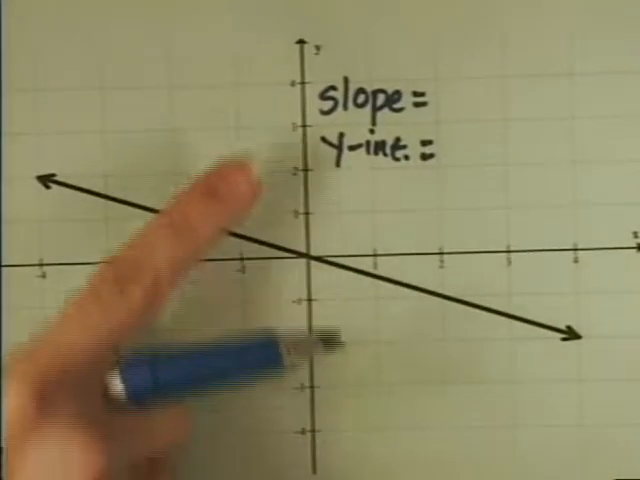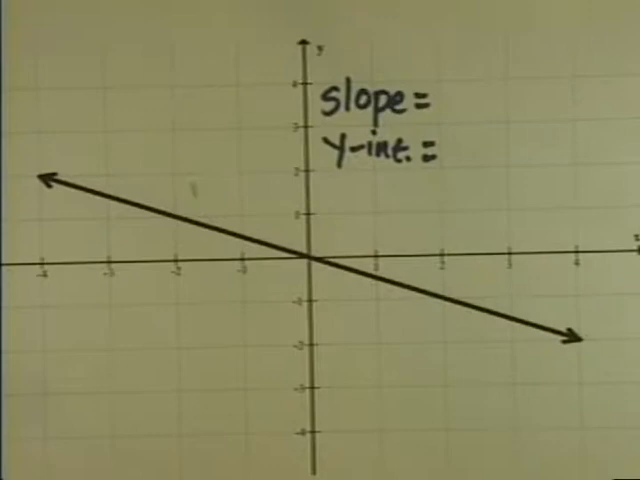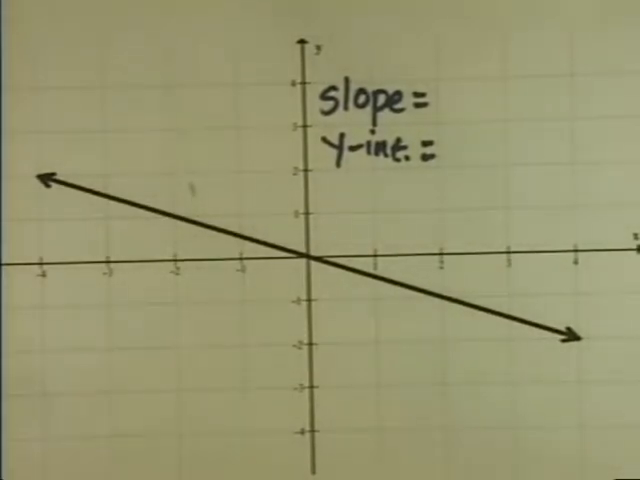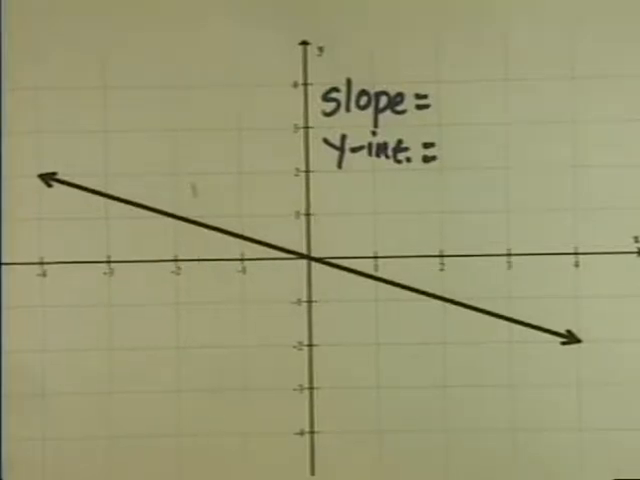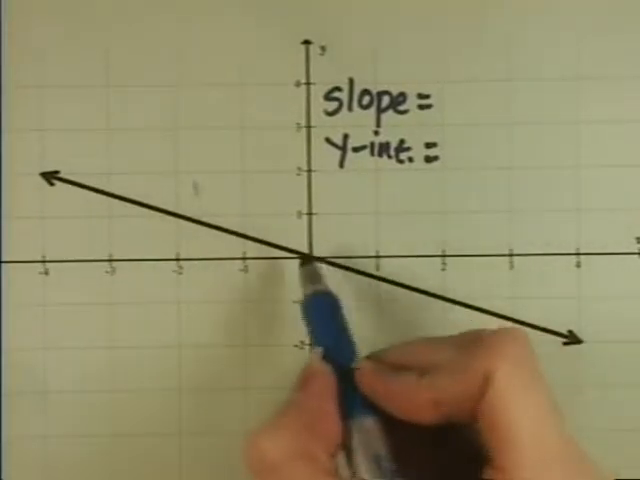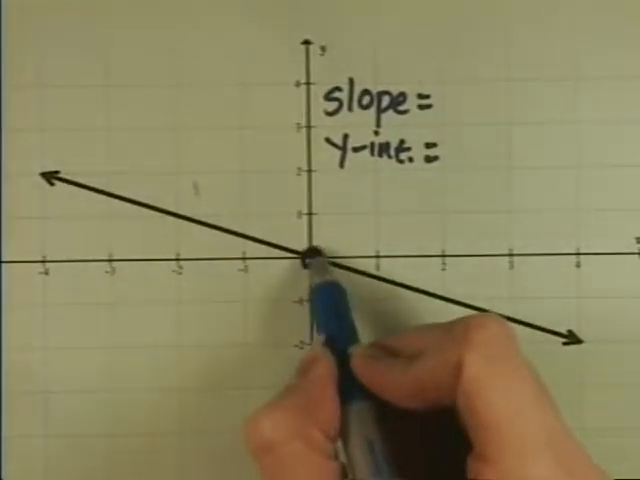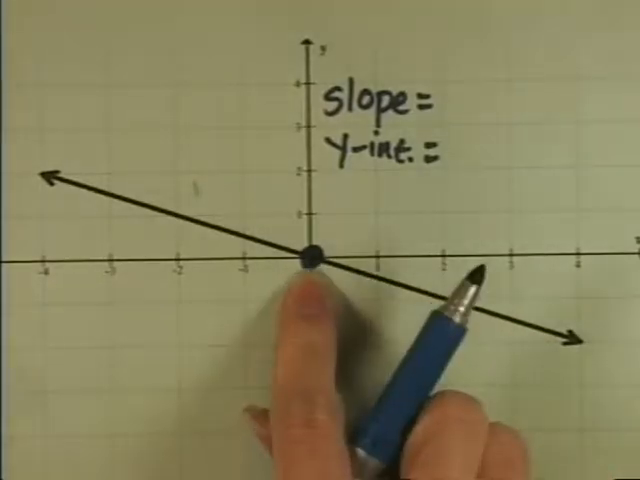Okay, now, in order to figure out the slope, we need 2 points, right? So we can do rise over run. So you let me know which points you want. 0, 0. Okay, this is also called your what? Your origin. Awesome.